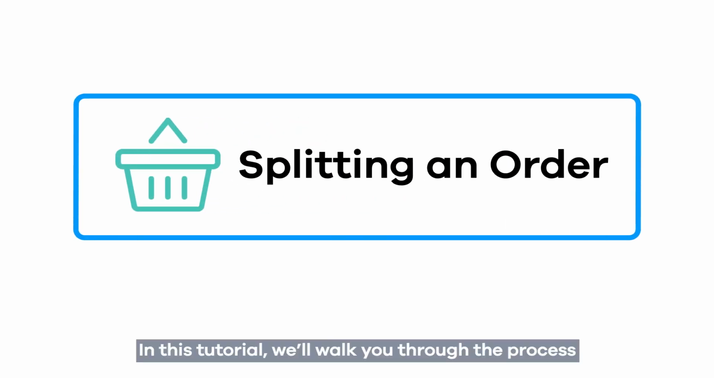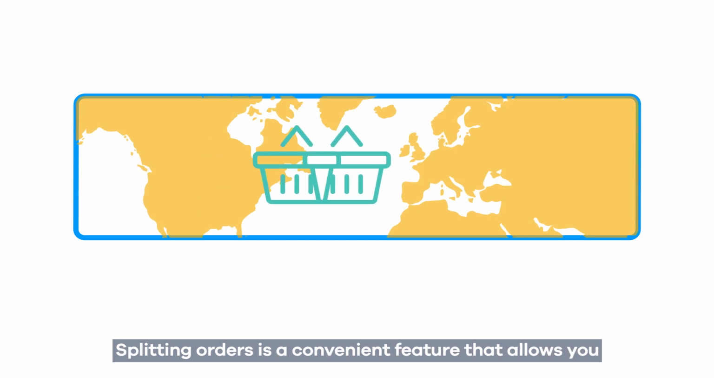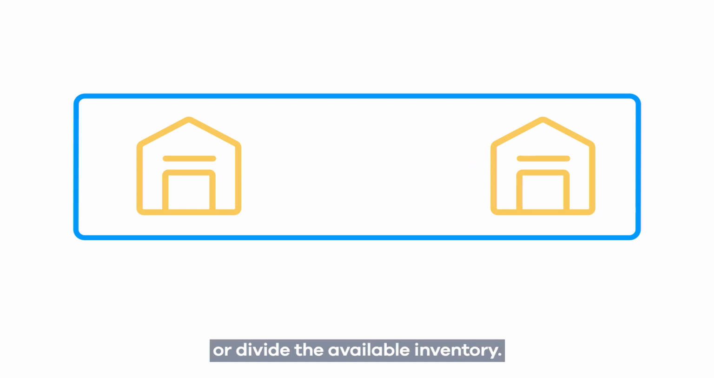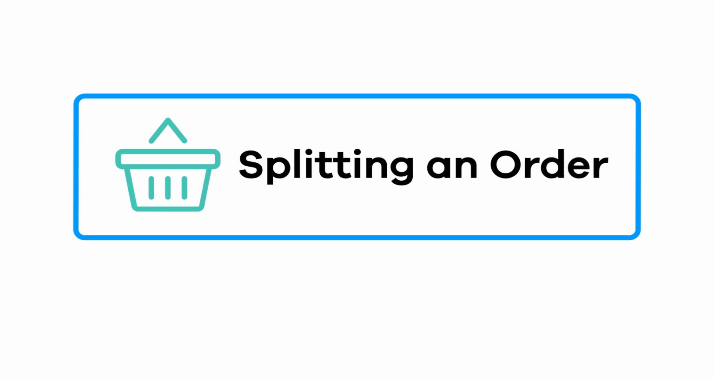In this tutorial, we'll walk you through the process of splitting orders in both Sellercloud and Shipbridge. Splitting orders is a convenient feature that allows you to ship items from different locations, make partial payments, or divide the available inventory. It lets you ship a portion of the order now and send the rest later.